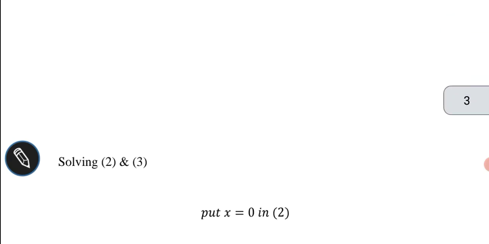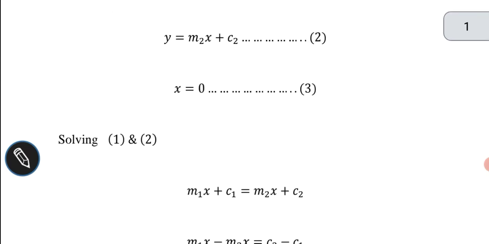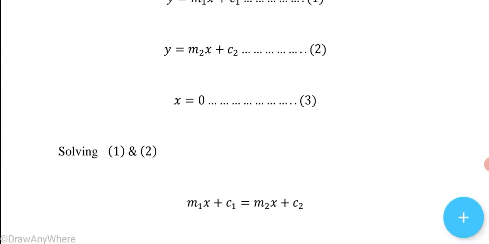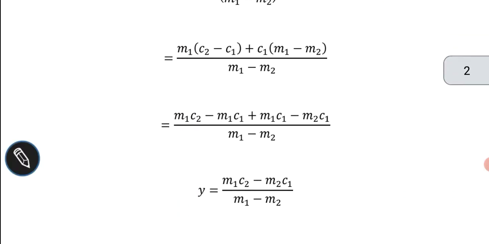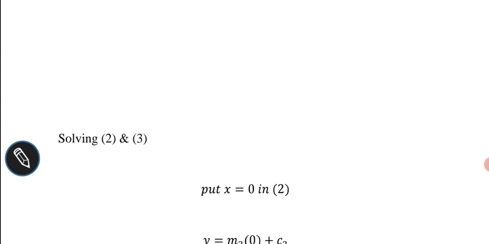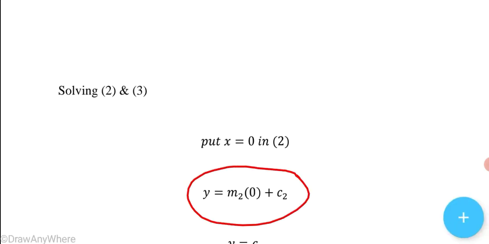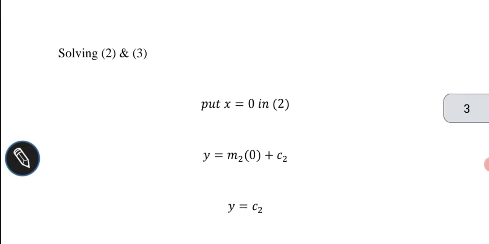Now solving equation 2 and 3. Equation 3 is x equal to 0. Now we have to solve equation 2 and 3 to find the coordinates of x2 y2. By using equation 2 and 3, put x equal to 0 in equation 2. The equation 2 becomes y is equal to m2 into 0 plus c2, so y equal to c2.